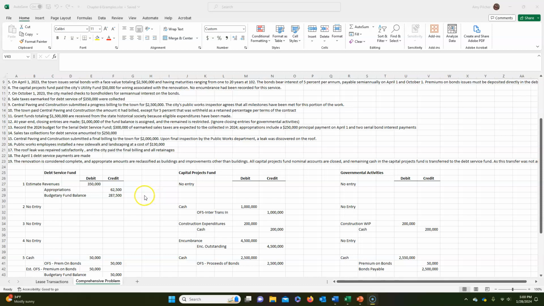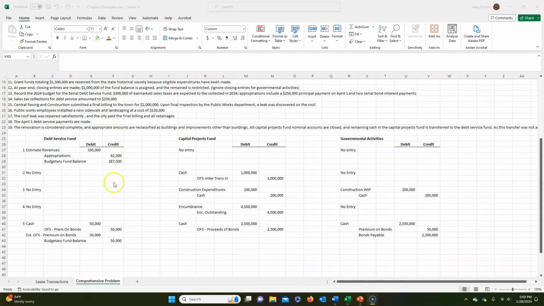So continuing the comprehensive problem from chapter 6, we had already completed transaction number 5 and we're moving on to transaction 6. So we see the Capital Projects Fund paid the city's utility fund $50,000 for wiring associated with the renovation. No encumbrance had been previously recorded for this service.